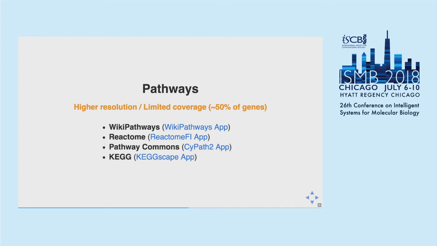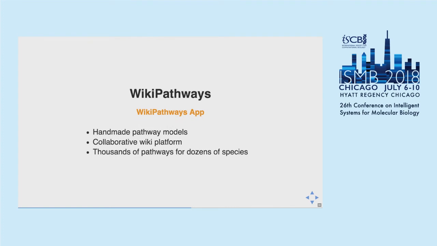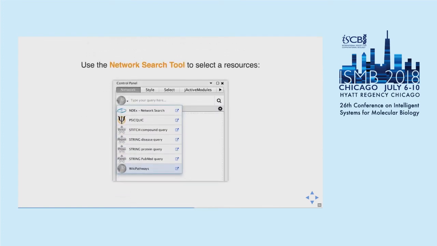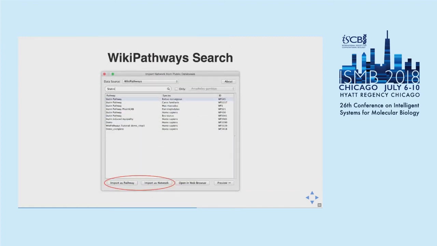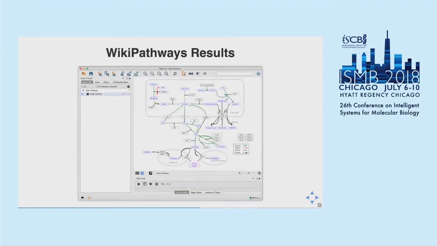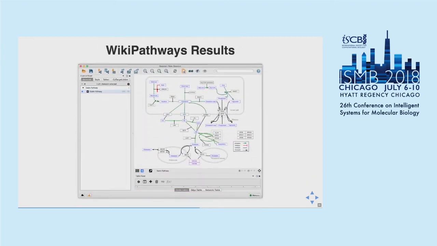If you're interested in pathway data, you can use Wiki Pathways, which is a great app for bringing in pathway data. Again, Alex showed you that. It's another app that you can download. And the thing here in Wiki Pathways is you can import it as a pathway or a network. The strength of Wiki Pathways is the pathway diagram. And you bring in that pathway diagram with all of the annotation that comes with it. Okay?